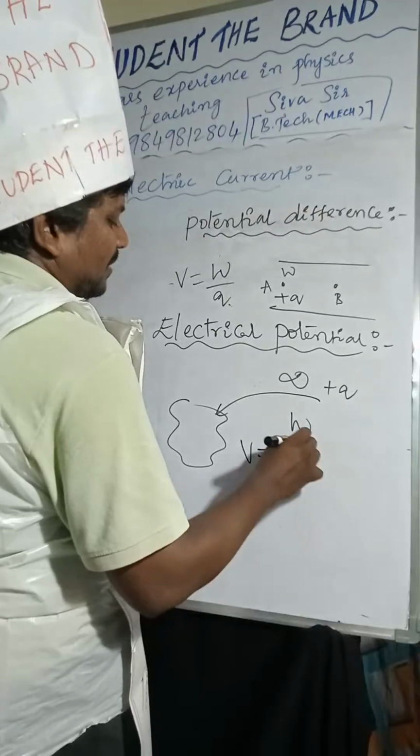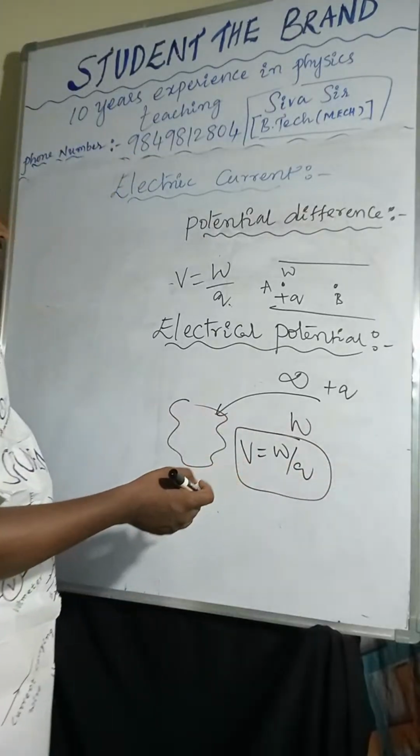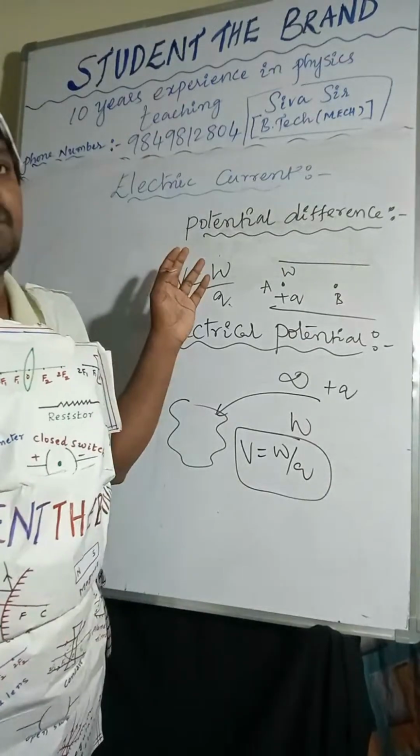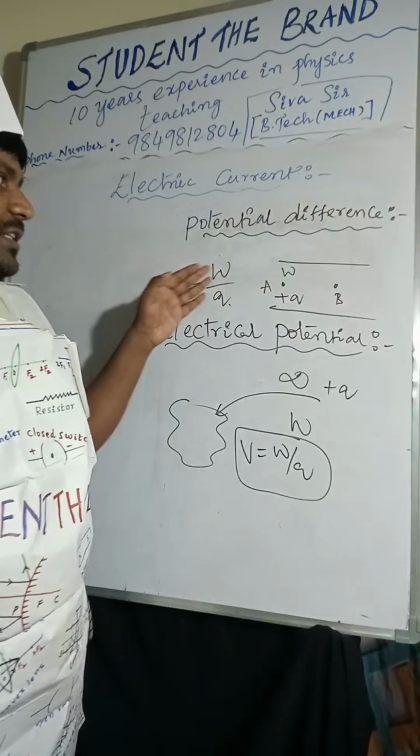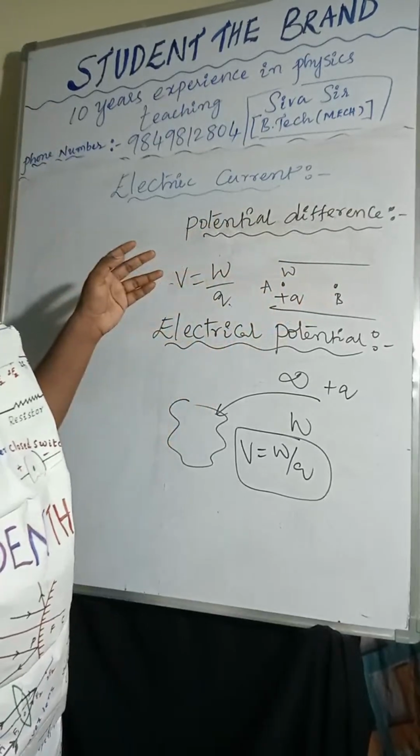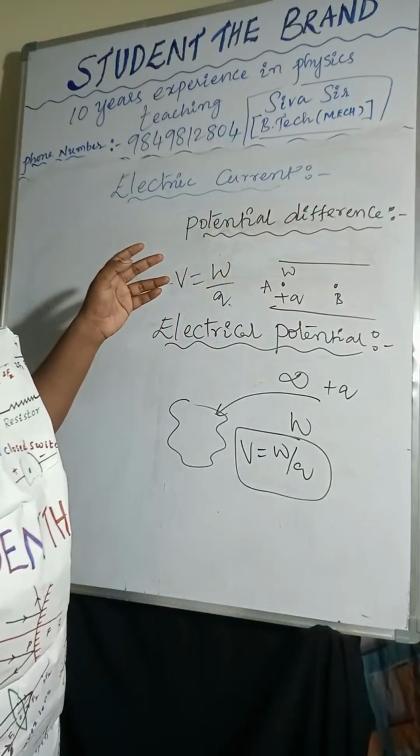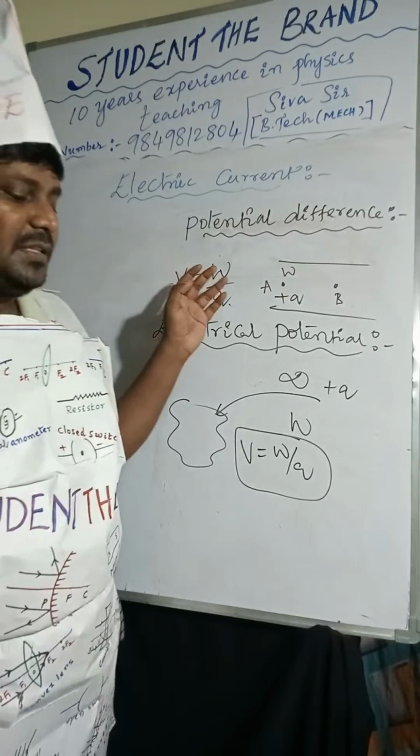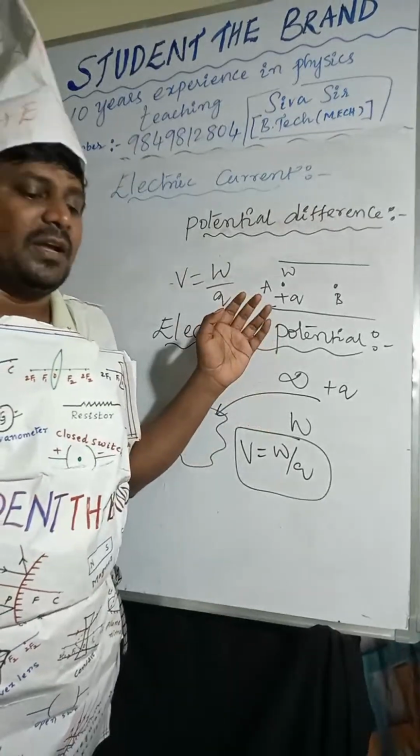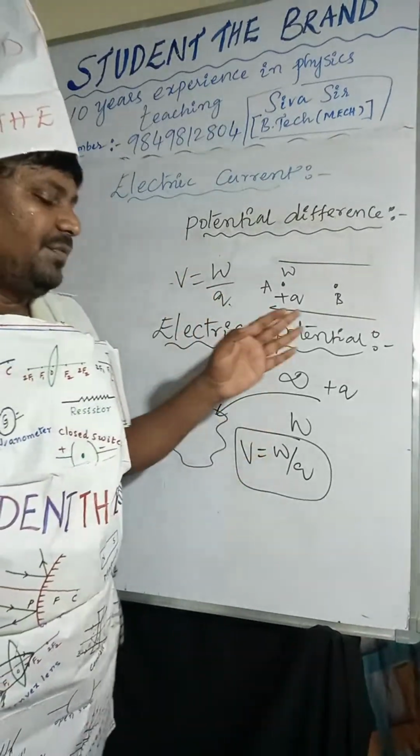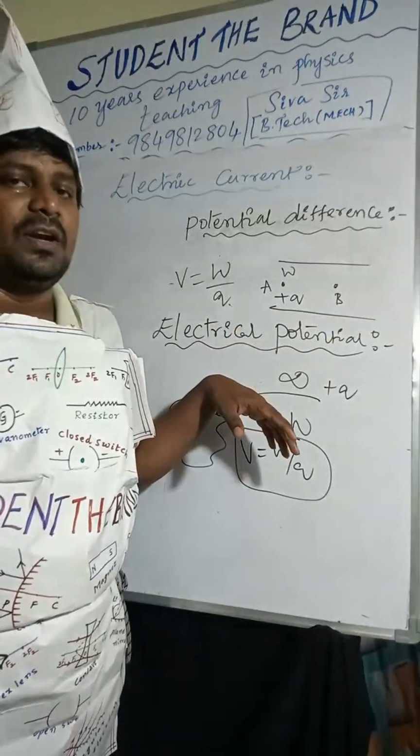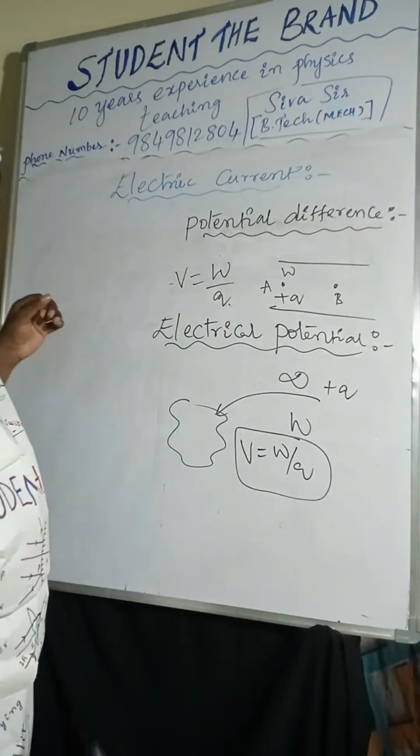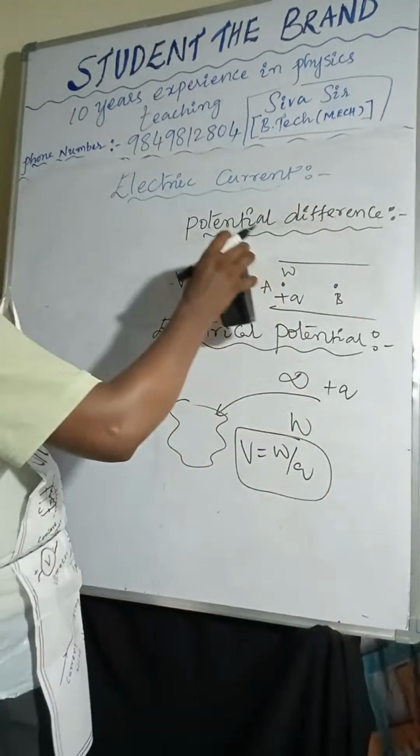Electrical potential is V equal to W by Q, the same formula we will be using. So potential difference is work done to bring unit positive charge from one point to another point within the conductor. Electrical potential is work done to bring unit positive charge from infinity to the required field. So potential difference is completed.